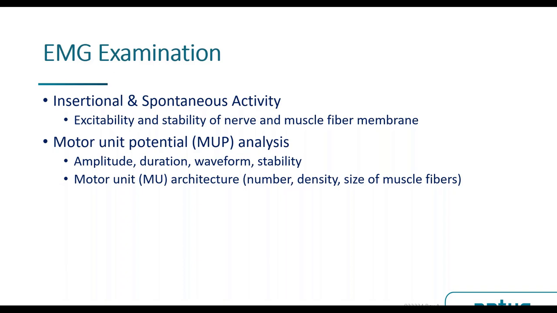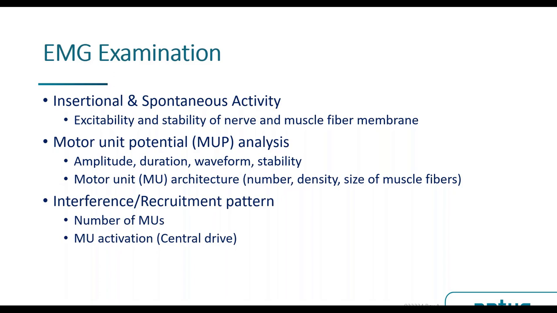And finally, we ask the patient to give a stronger contraction, maximum force if possible. That's where the EMG signals from different motor units start overlapping. And that's why we call it interference pattern, because it indicates activation of different motor units. It is also called the recruitment pattern.